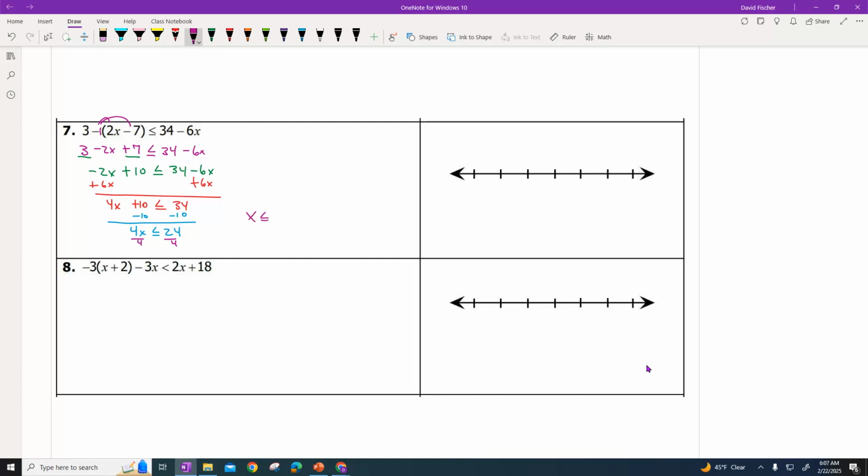What do we got, 6 there? Close circle on 6, and we want everything to the left. So it's not too much more challenging today. Let's get rid of those parentheses. Oops, not an or equal to then.